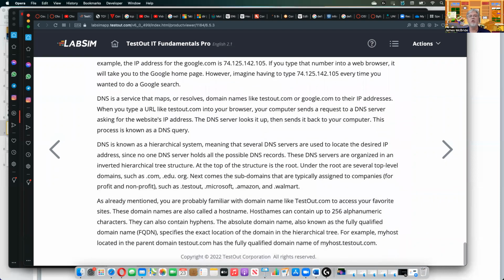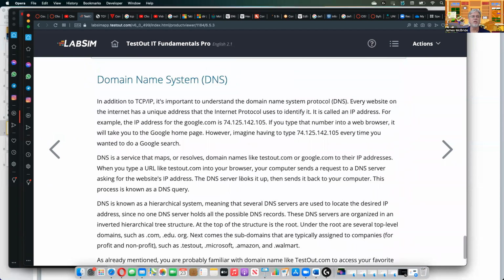Let's see. Also, I should mention DNS. This is all about DNS, so take a look at it, read it. DNS is a hierarchical system, meaning that many DNS servers are used to locate the desired IP address, since no one DNS server holds all the possibilities. So DNS is a distributed hierarchical database system that's all across the internet.